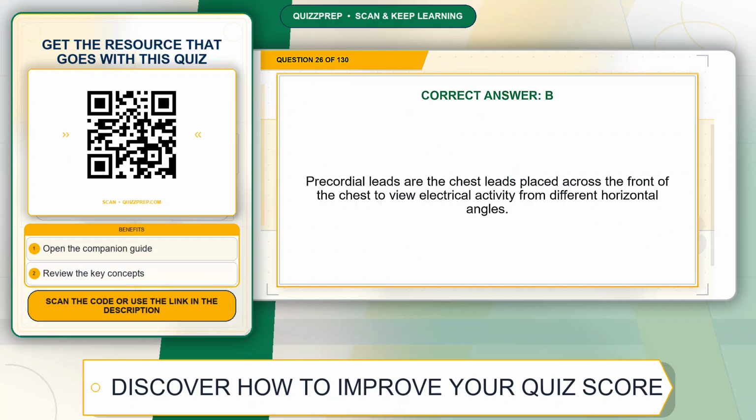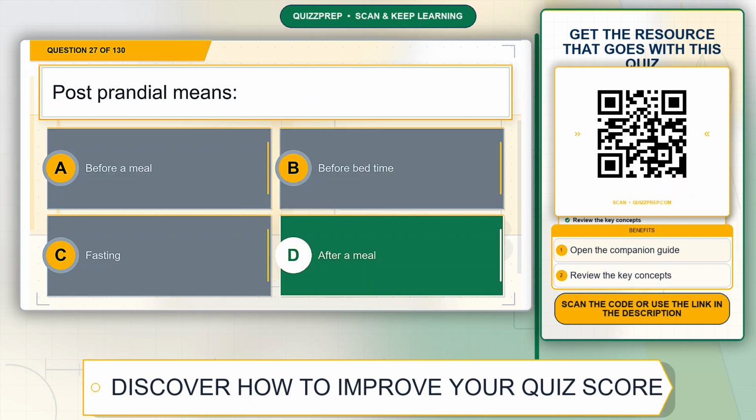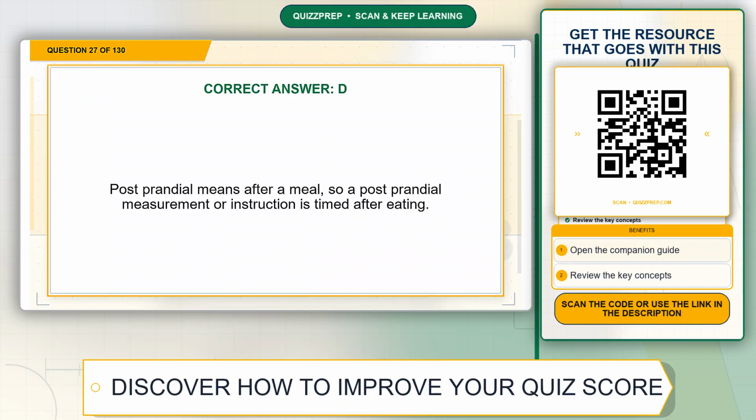Explanation. Precordial leads are the chest leads placed across the front of the chest to view electrical activity from different horizontal angles. Question 27. Postprandial means: Option A, before a meal. Option B, before bedtime. Option C, fasting. Option D, after a meal. The correct answer is option D, after a meal. Explanation. Postprandial means after a meal, so a postprandial measurement or instruction is timed after eating.